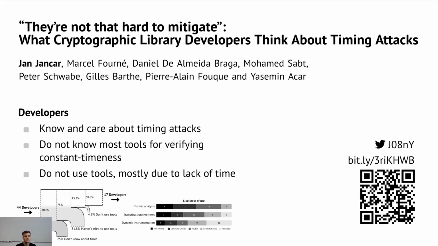So we've asked cryptographic library developers what they think about timing attacks, and we've found out that they know and care about timing attacks, but they do not know most tools for verifying constant timeness, and they do not use these tools, mostly due to lack of time. We've identified this leaky pipeline of developers trying to use these tools for verifying constant timeness and failing at doing that. And we've also identified this preconceived notion of formal analysis being just way too much effort for not much gain. So that's it for me.